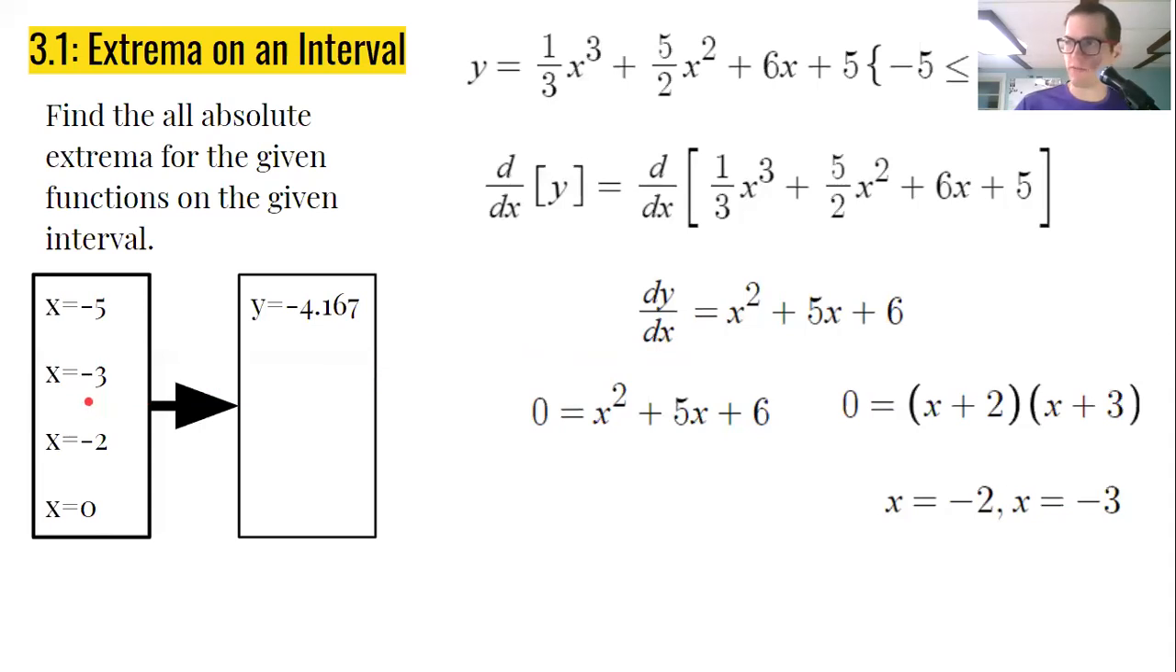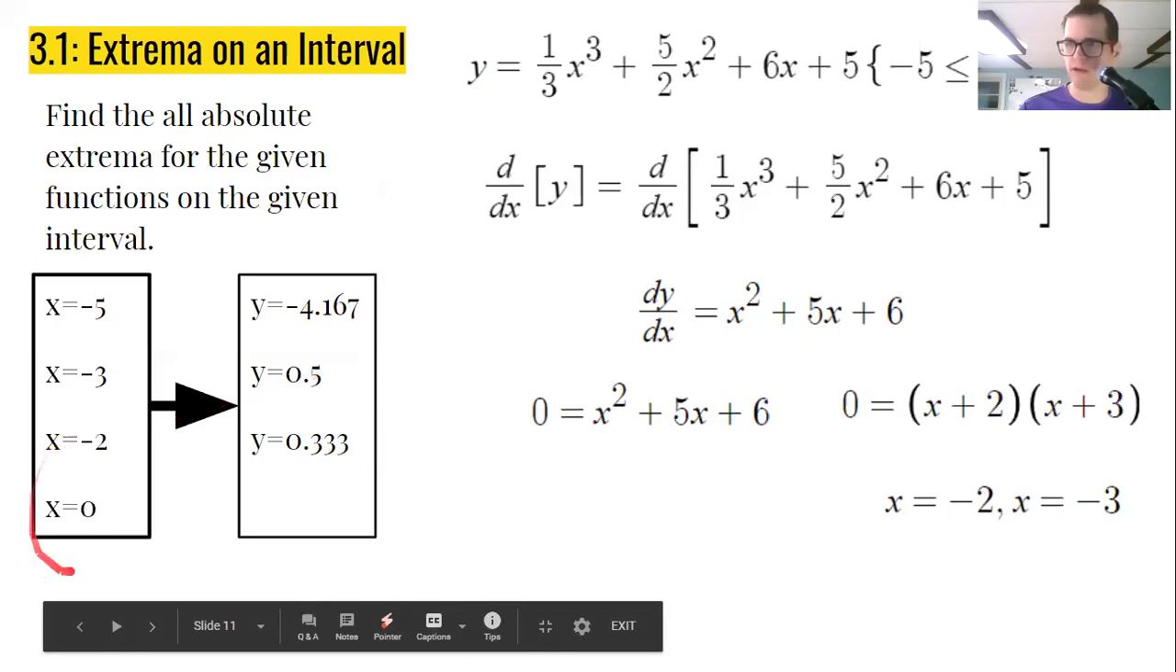All right, let's plug in -3. Again, these y values are not from the derivative. They're from the original function. They're the y values. I take -3 and plug it in up here. I get 0.5. I take -2 and plug it in up here. I get 0.333 repeating. So this is -4 1/6, this is positive 1/3, positive 1/2. Now let's plug in 0 to this, and I get 5.